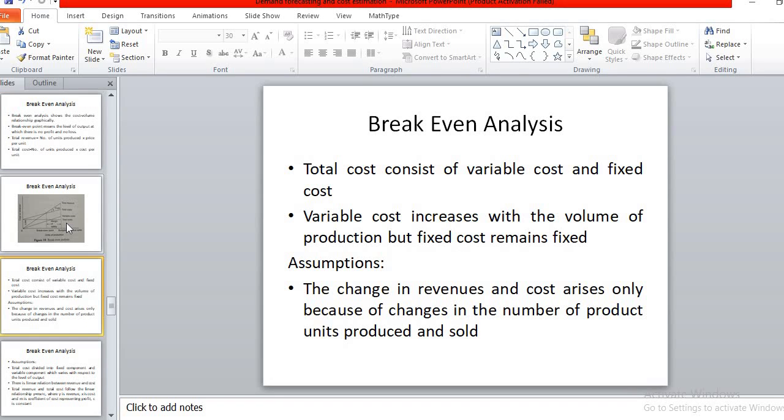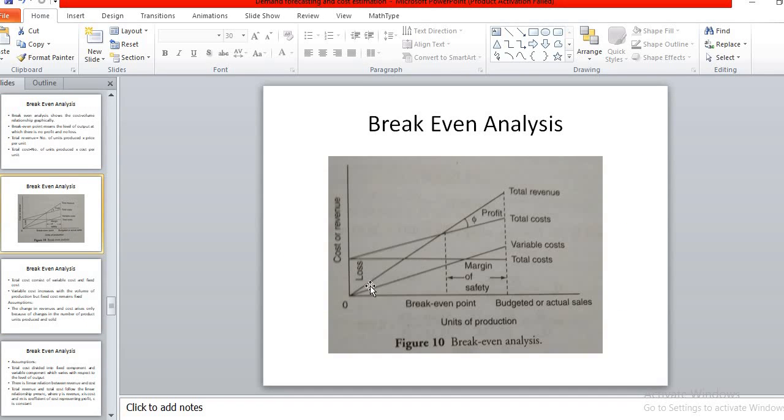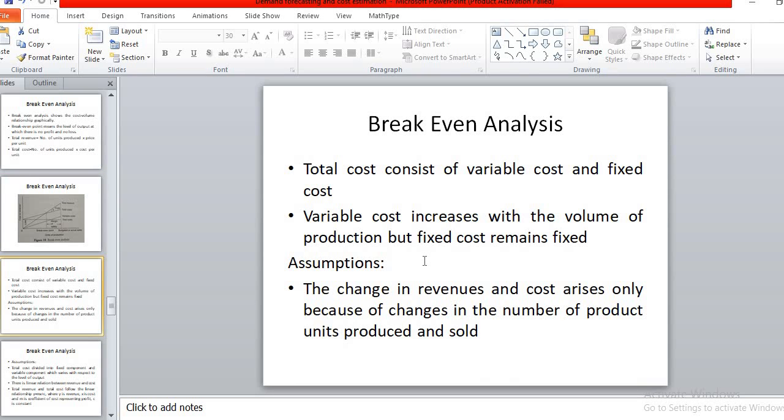If you observe this diagram, there is some linear variation in the cost and in the sale, in the sale term or sale quantity. So there is some linear variation, and some assumptions are made in the break-even analysis.